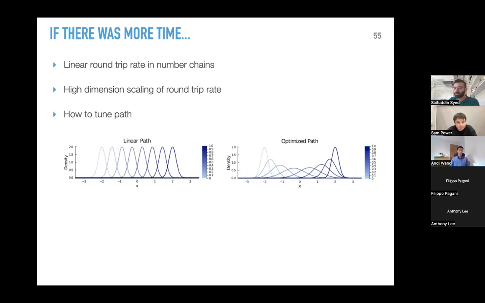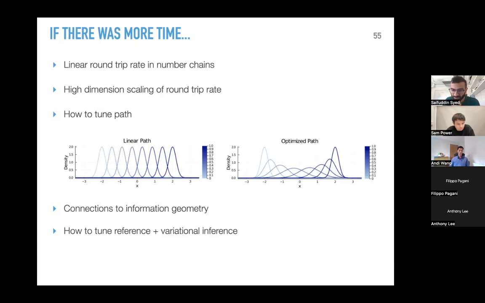I didn't talk about the nitty gritty of how you pick these paths themselves and how you tune them. There's also a lot of deep connections to information geometry, and we're about to put out on the archive, you'll see in a few days, a connection of non-reversible PT to improving variational inference and vice versa. There's also a lot of connections to physics, statistics, transport, et cetera.